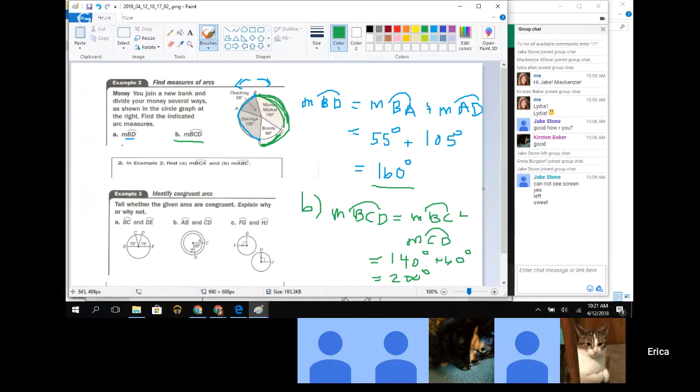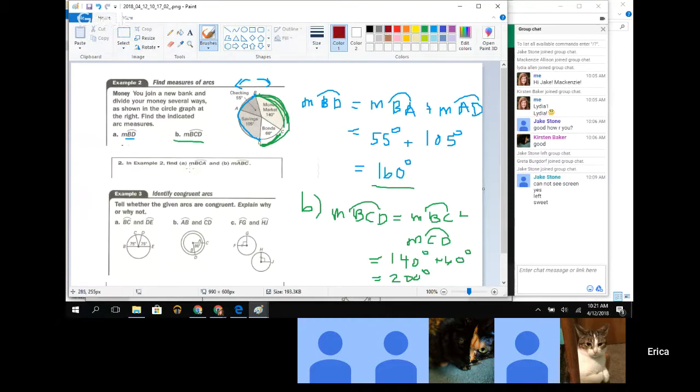Sweet. We like easy, right? Example 2, I think you guys can probably do these on your own. Actually, try it on your paper while I get a quick drink of water. So find the same circle up here, okay? Find the measure of BCA.